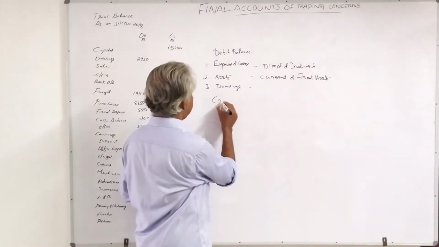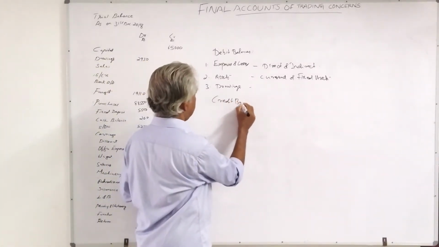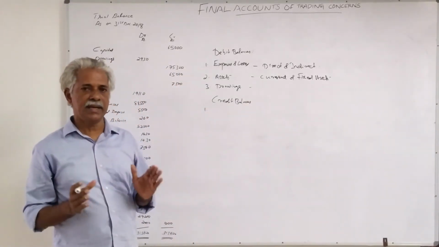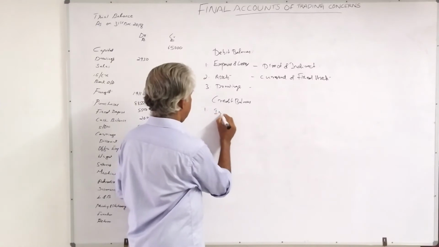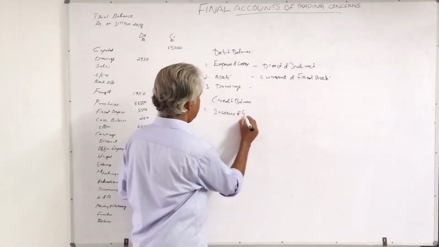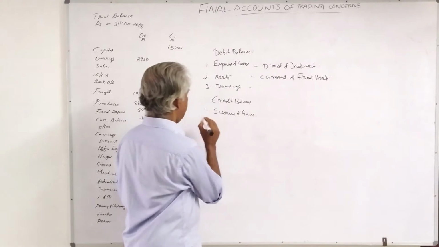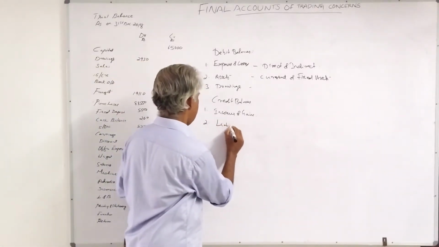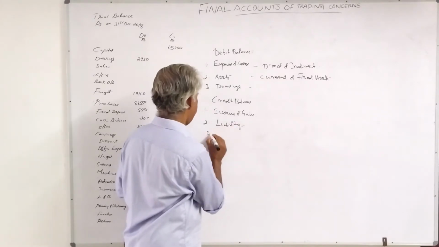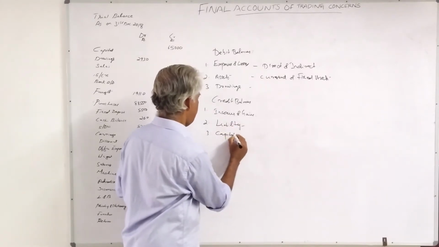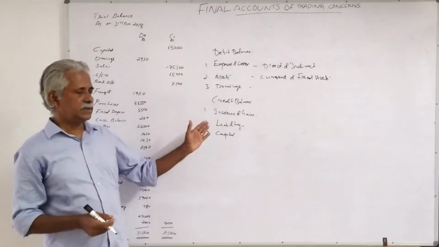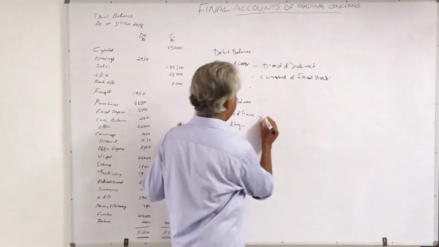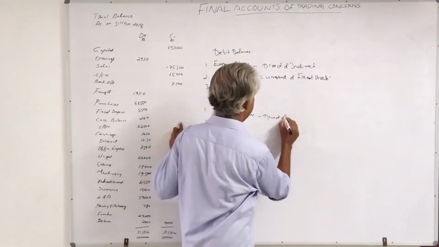Then the credit balances include number one, incomes and gains. Number two, liability. Number three, capital. Incomes again are of two types, namely direct and indirect.